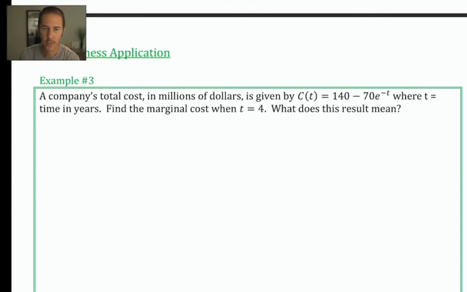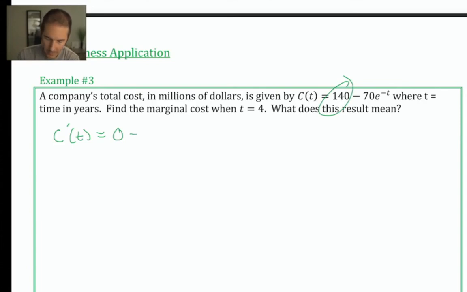And let's go ahead and get ourselves a marginal cost value for t equals 4, and then we'll chat a little bit more about the meaning. So first, I'm going to calculate c prime of t, which is the first derivative. You could call it dc over dt, derivative of cost with respect to time. And that is equal to, now the derivative of 140 over here, that's a constant, so that's going to go to 0. If you want to put in a 0 here, you may.